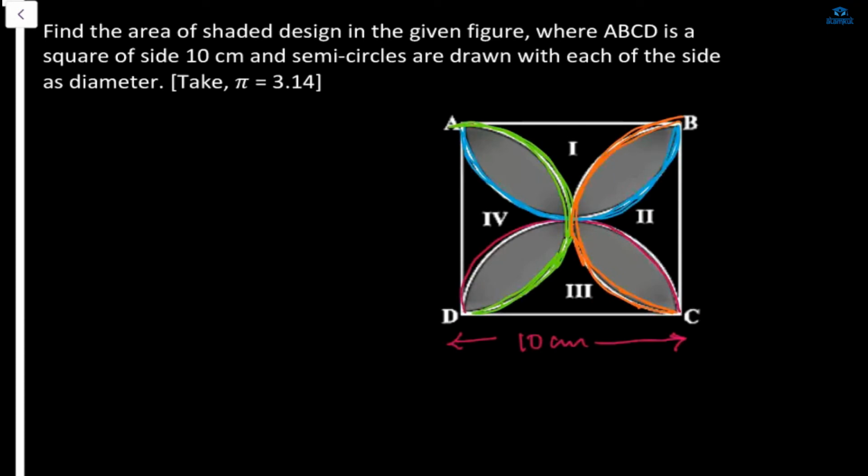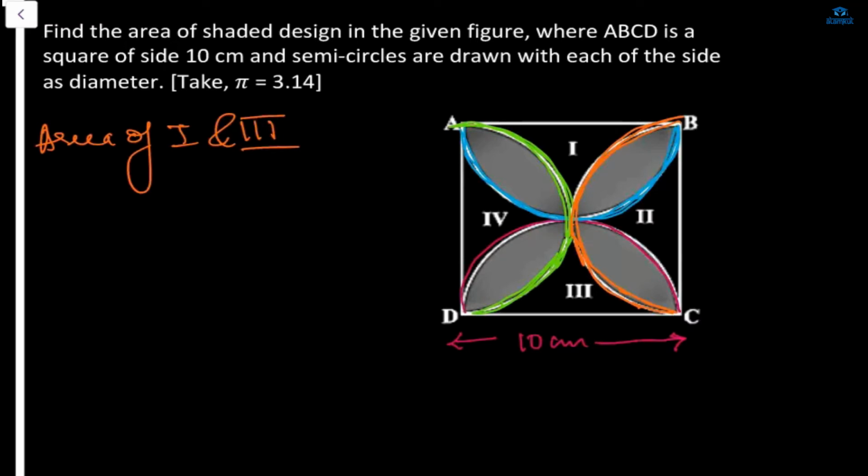Now, the semicircle diameter is 10 centimeter, because it is drawn with each side as diameter. Okay. Now, how can you find out the shaded portion area? Sophia, Rudronian, any hint how you're going to find the shaded portion area? See, for the area of the remaining portions, label them 1, 2, 3, 4.